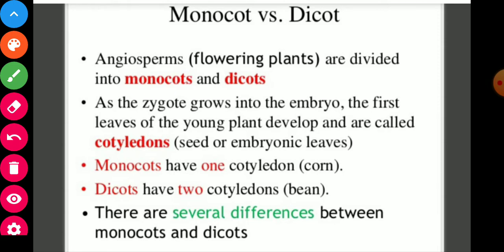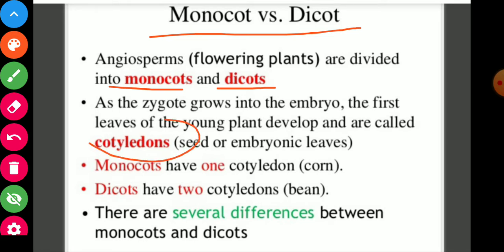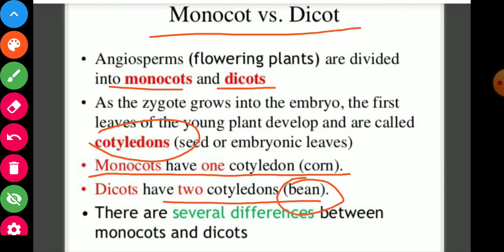Monocot versus dicot, you see here what is the difference between the two. Already I have told you angiosperms are divided into two, monocots and dicots. If a seed has two cotyledons, the plant is called dicot, and if it has only one cotyledon, like corn, it is called monocot. Dicots have two cotyledons, like beans. There are several other differences also between monocot and dicot.